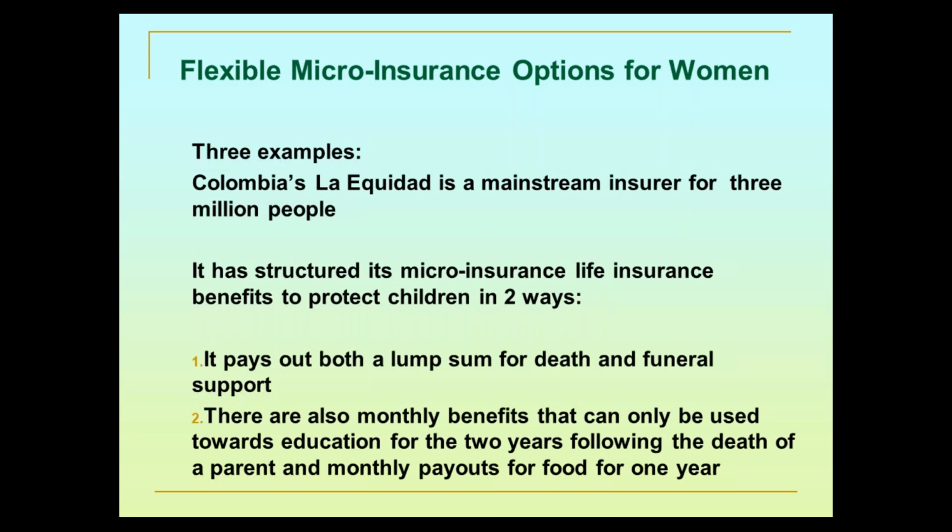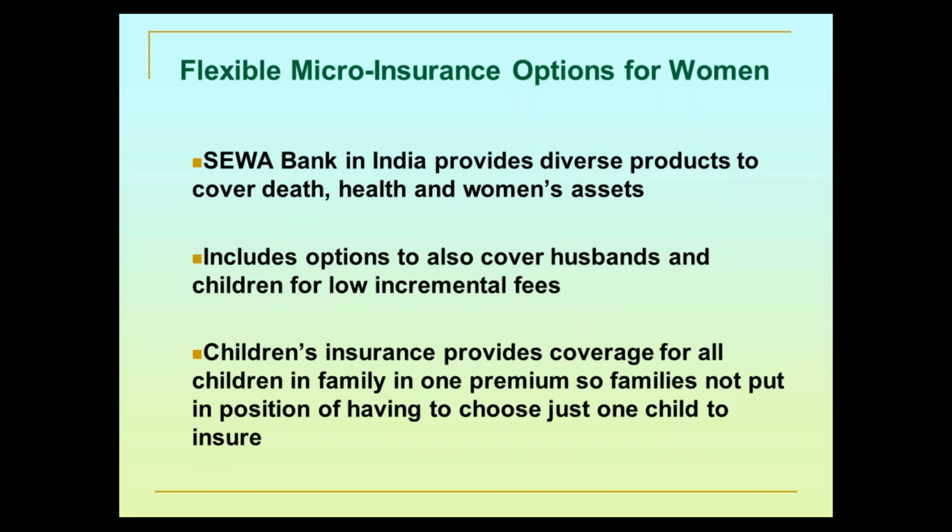But anyway, they've structured their microinsurance to provide benefits to children, exactly providing those extra options that the women wanted. They include both a lump sum payout for death and funeral support. So in other words, those immediate expenses that you have after somebody dies. But they also provide a monthly benefit that can only be used for education for 2 years following the death of a parent, and monthly payouts for food for 1 year. And that provides a kind of transition to a new, okay, you've got less income coming in, maybe you have to cover off another relative to come in and provide care for the children, but there's those transitional costs associated with the death of a parent. So those are things that the women have found very useful, and so have the men, actually.